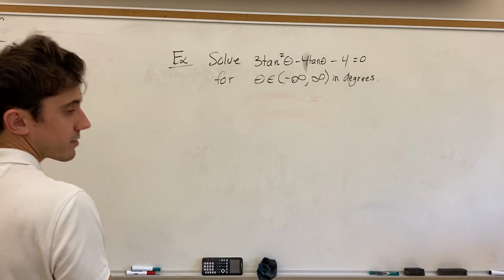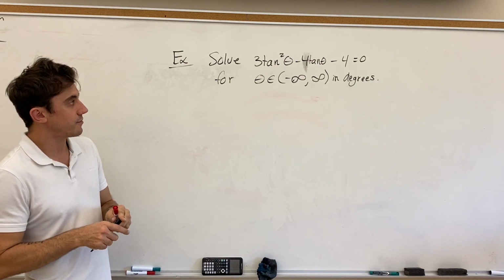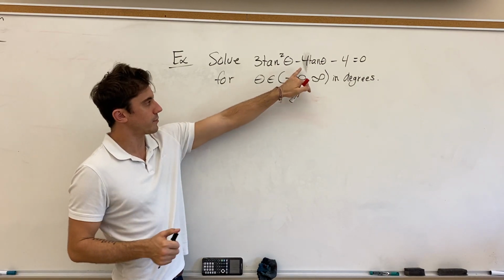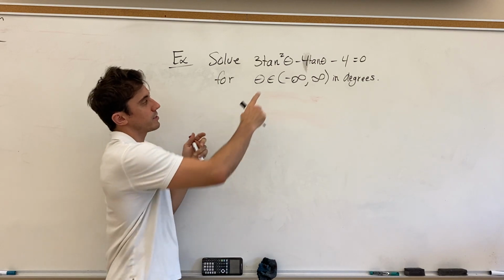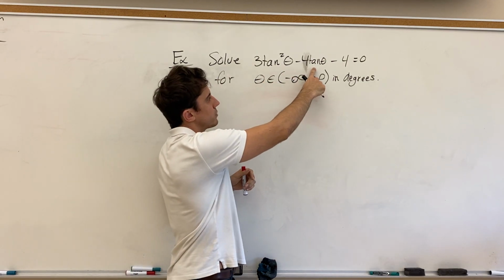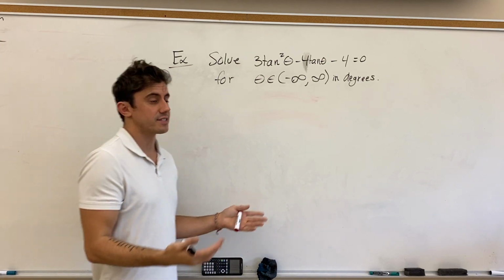Good afternoon, everyone. Today we're going to solve a trig equation with the tan function. And if you look at the fundamental structure of our equation, this looks a lot like a quadratic equation, right? The only difference is that we don't have an x squared and an x term. We have a tan theta squared and a tan theta term. We can think of it exactly the same way.